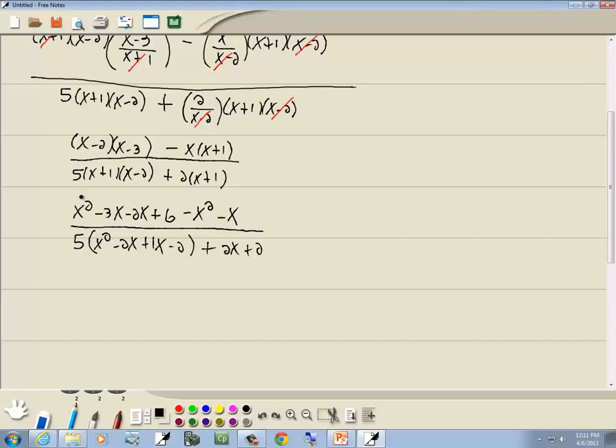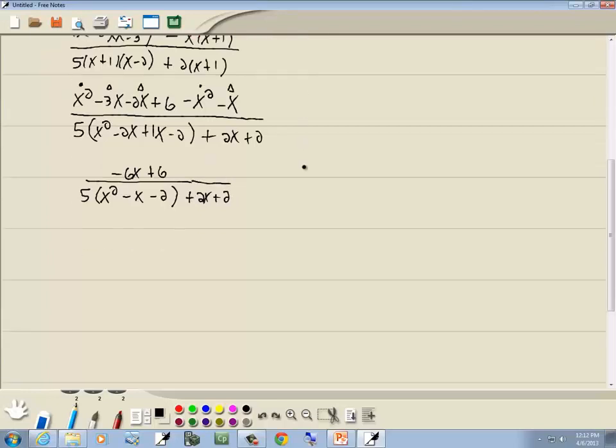Combine together like terms up on top. We have x squared minus x squared. Those are going to cancel. We have negative 3x, negative 2x, and negative x. Negative 3, negative 2 is negative 5, and another negative gives us negative 6x, plus 6 over, combine together like terms down here, negative 2x plus 1x is negative 1x, or negative x, minus 2, plus 2x plus 2.